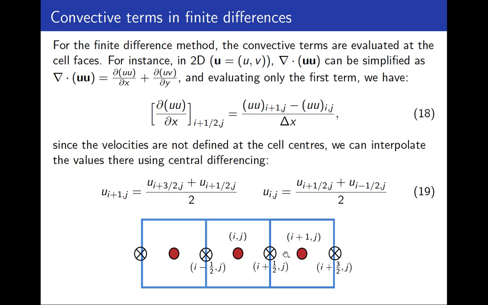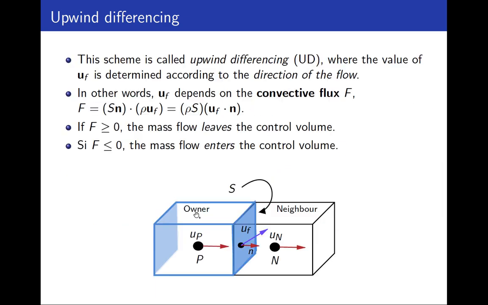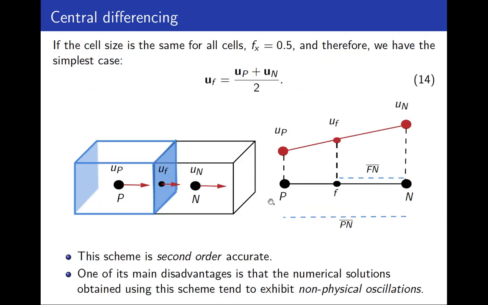between the cell centers. But remember, in the finite difference method, the velocities are not defined at the cell centers. So we have to interpolate these values of velocity using values of the velocities at the cell faces. So we will use central differencing, which is the interpolation scheme that I explained here. So we assume that the cell size is the same for all cells, so we use only equation 14.